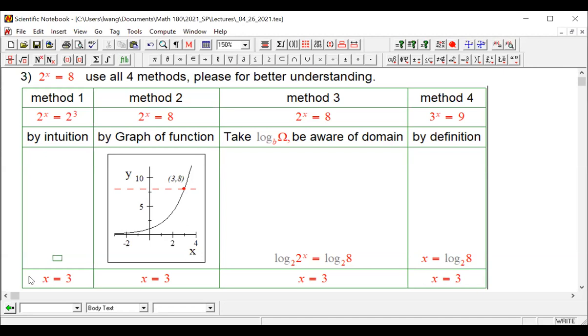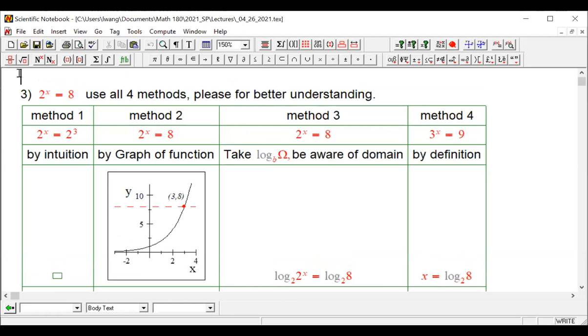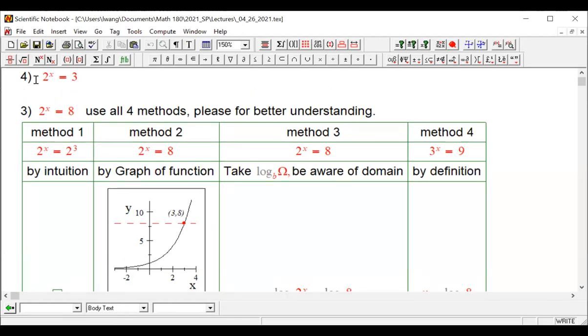Now, we have learned four methods. Let's try something different, okay? I have my eyes set on number four. Let's see if you can apply all four methods. Okay, so number four: 2 to the power x equals 3. Can you still apply all four methods?